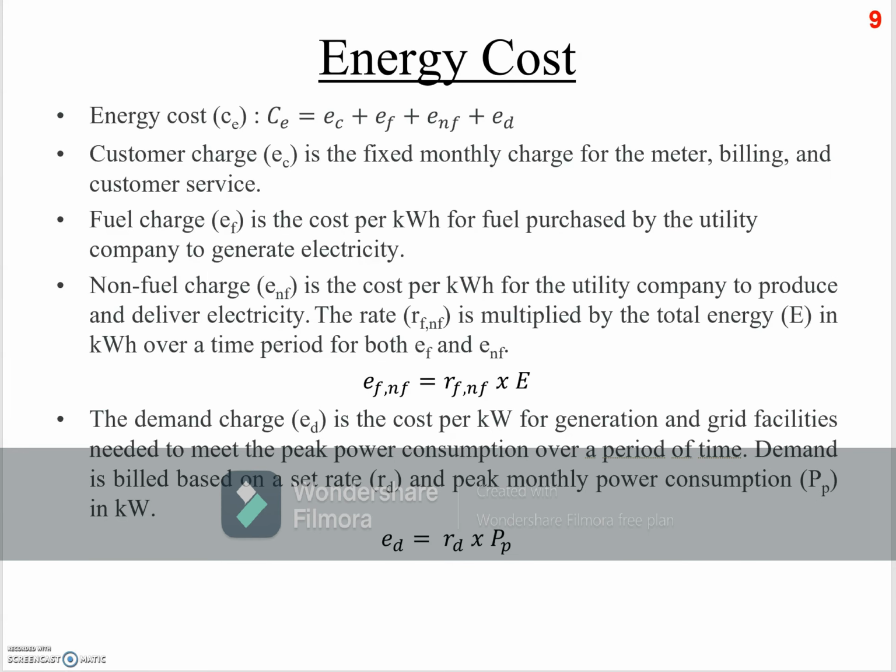In order to calculate the energy cost, this is done by summing the customer charge, which is the fixed monthly charge for the meter, billing, and customer service, plus the fuel charge, which is the cost per kilowatt hour for fuel purchased by the utility company to generate electricity, plus the non-fuel charge, which is the cost per kilowatt hour for the utility company to produce and deliver electricity, plus the demand charge, which is the cost per kilowatt for generation and grid facilities needed to meet the peak power consumption over a period of time.